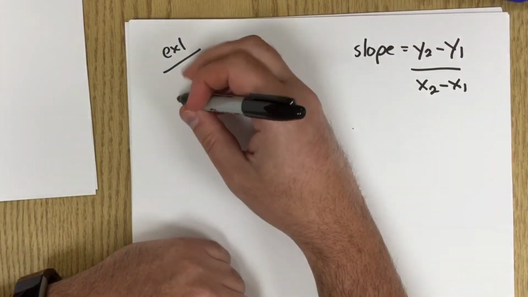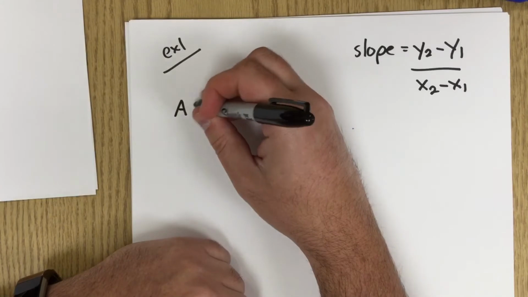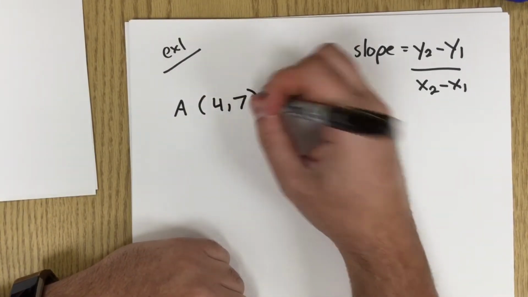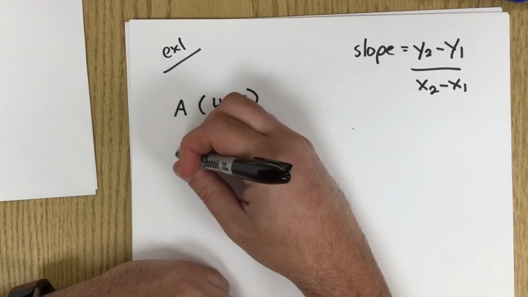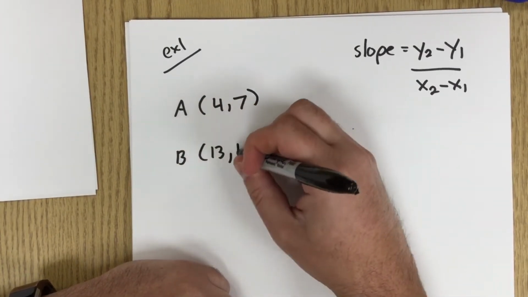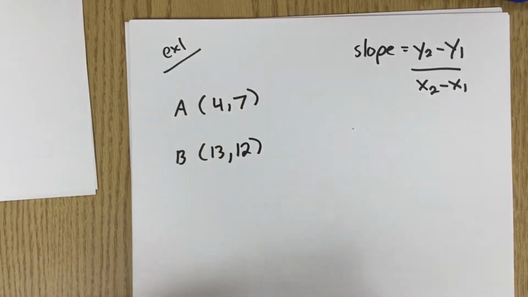So for example, let's say we have a point, and I'm going to call the point A. That doesn't matter, but it's sometimes useful to name points. So I'm going to say that we have a point A that's 4 and 7, and we have a point B that's 13 and 12. I want to know what is the slope between those points.